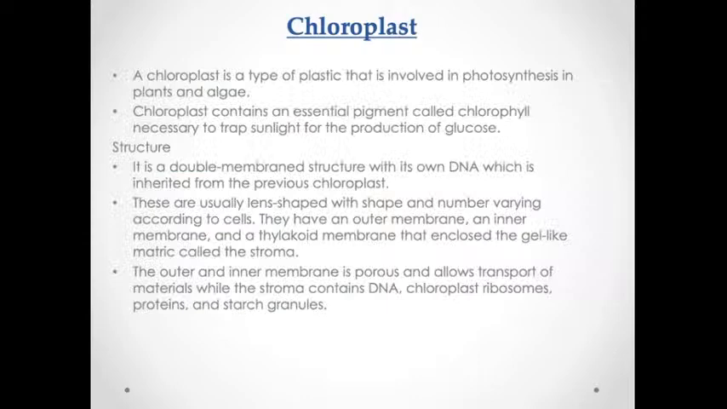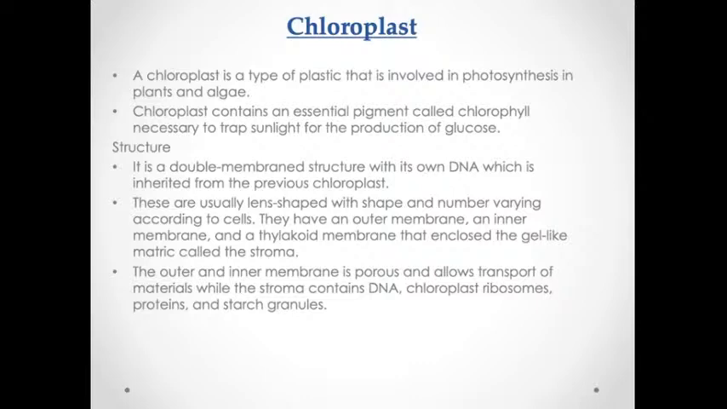So let's see. Chloroplast is a plastid that is involved in photosynthesis in plants and algae. It contains essential pigments called chlorophyll, necessary to trap sunlight for the production of glucose. Its structure looks like a double membrane structure with its own DNA, which is inherited from the previous chloroplast.